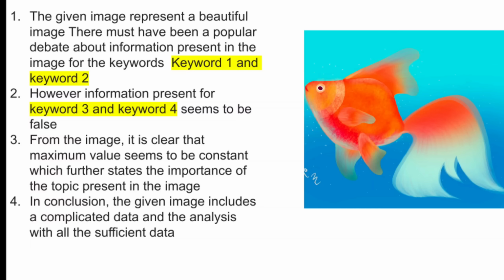The given image represents a beautiful image. There must have been a popular debate about the information present in the image for the keywords eyes and orange. However, information present for fins and tail seems to be false. From the image, it is clear that maximum value seems to be constant, which further states the importance of the topic present in the image. In conclusion, the given image includes a complicated data and analysis with all the sufficient data.